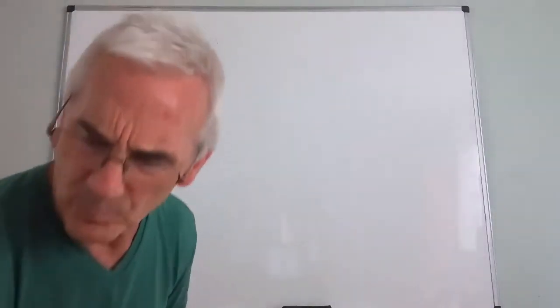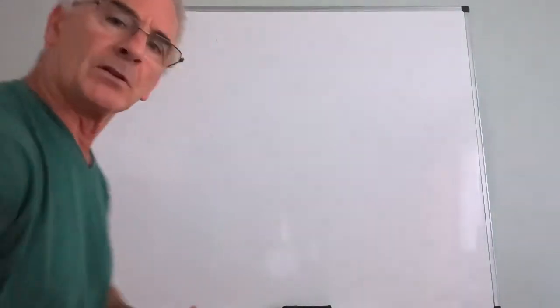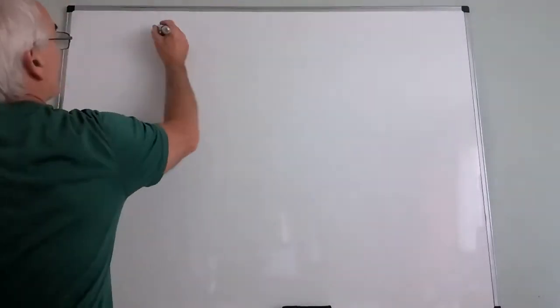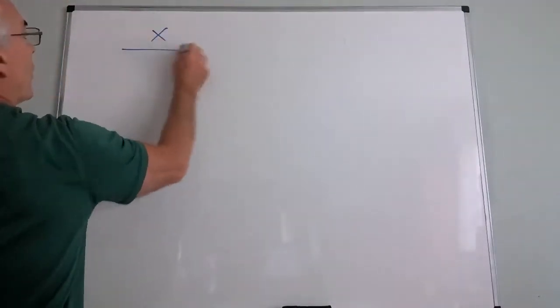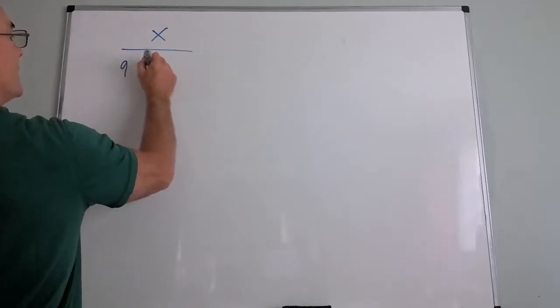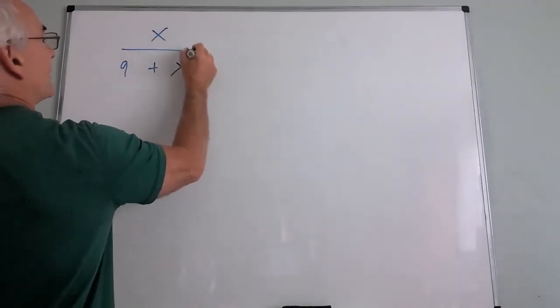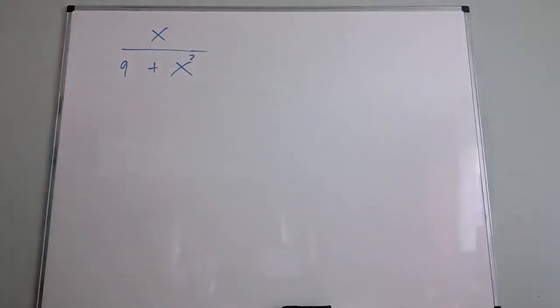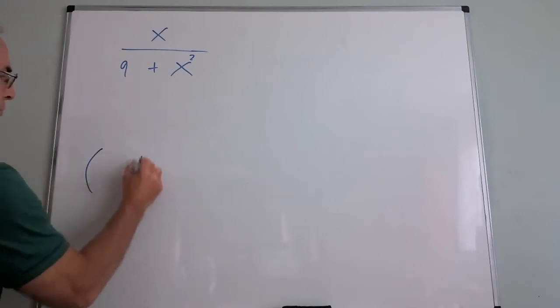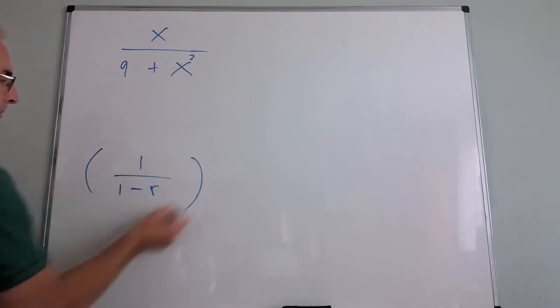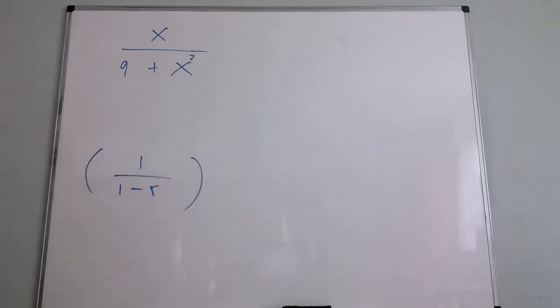So that problem was relatively simple. Let's do one a little bit harder then. All right, what if I had something like this? I have x over 9 plus x squared. Oh my gosh. I want to write this as a sum. In other words, your goal is to write it in this form. That's your goal. Ew. Can I factor things out?